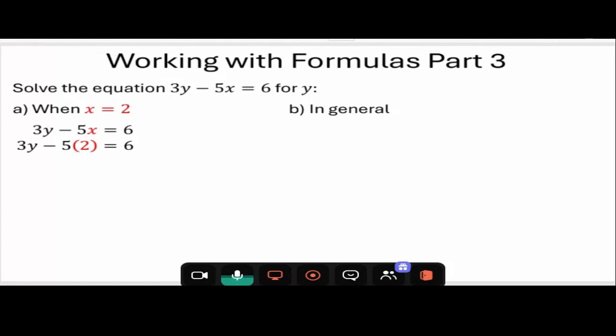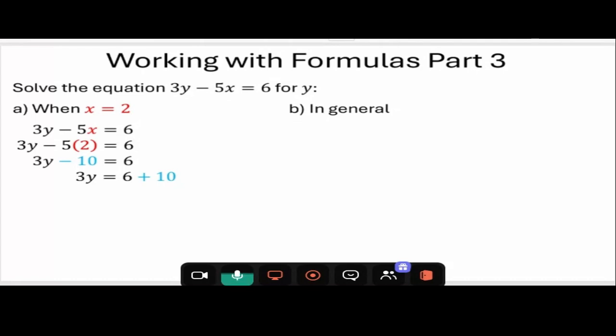And now, well, what is 5 times 2? Let's work that out. It's 10, so 3y minus 10 equals 6. And we have our usual 2-step equation. We've got to get rid of the constant first. A subtracted 10 on the left becomes an added 10 on the right.